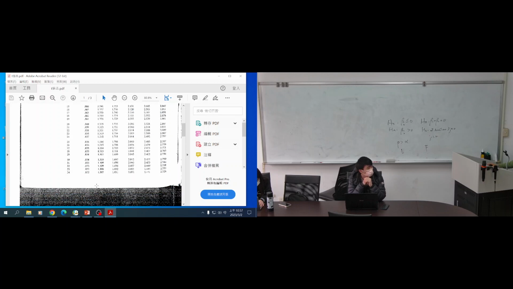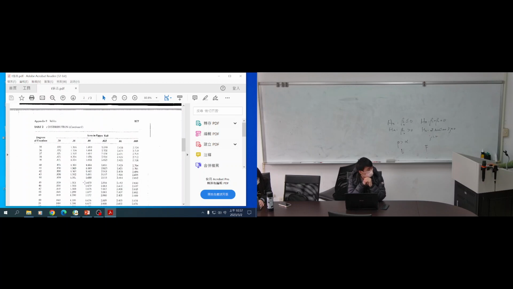Let me show the tables. Here, 46. And this is called area in upper tail, which means one-sided, right? Upper. So now we're using 5%. So with 46 degrees of freedom and 5%, the critical value is 1.679. So what does that mean?